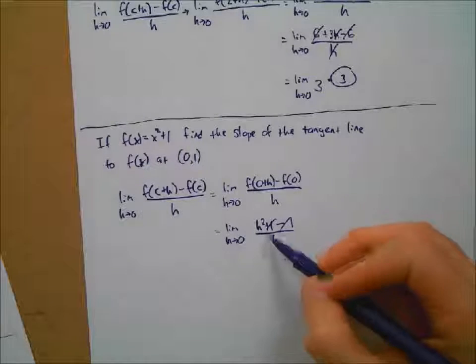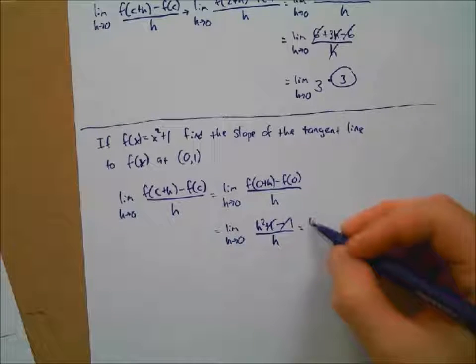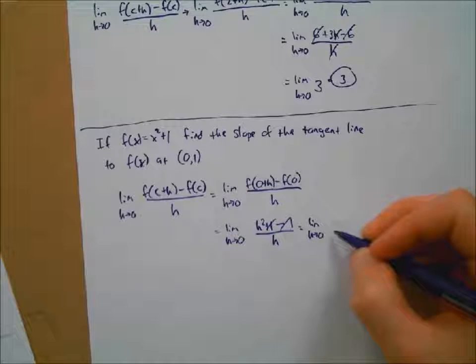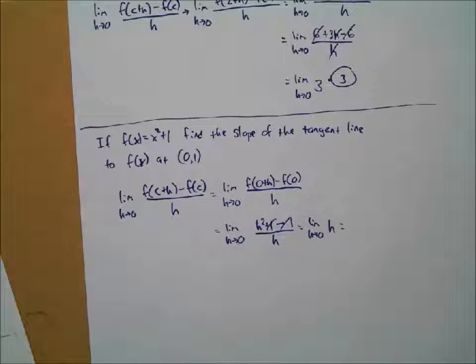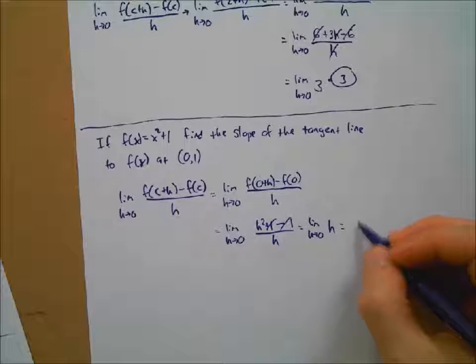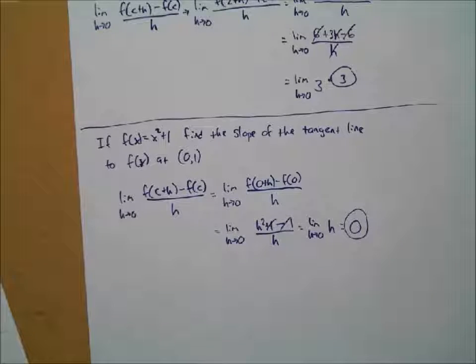And what about h squared divided by h? What does that leave us with? The limit as h approaches 0 of h. So that equals what? 0. The slope of the tangent line is 0. What kind of line has a slope of 0? A horizontal line.